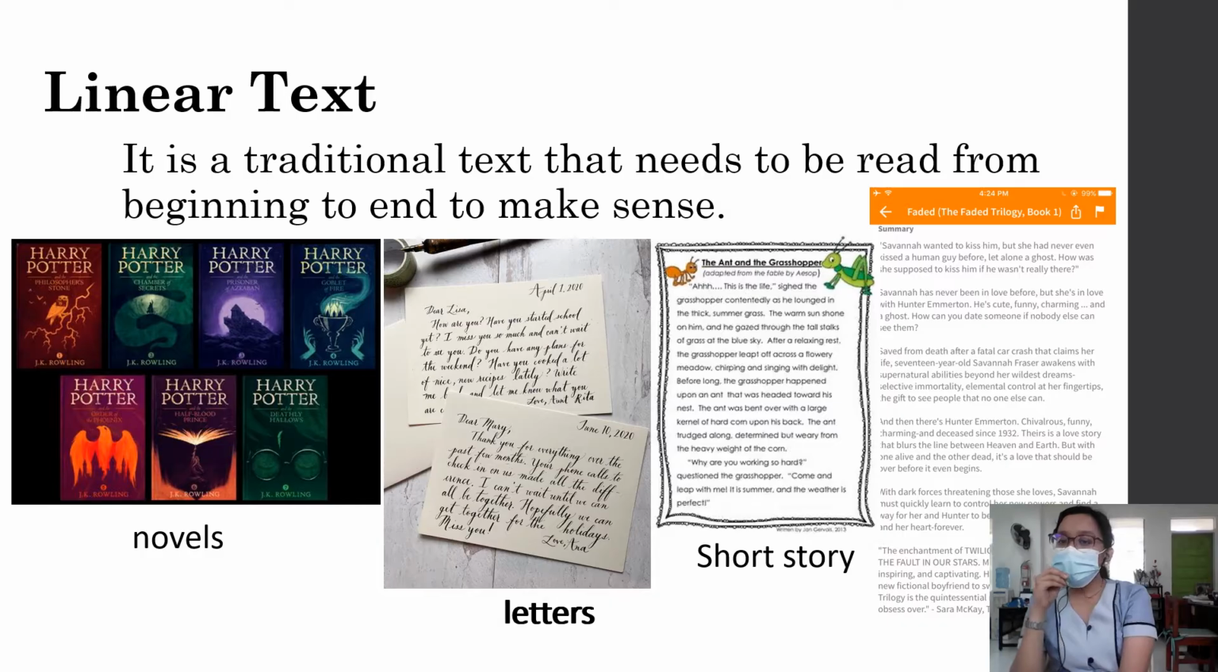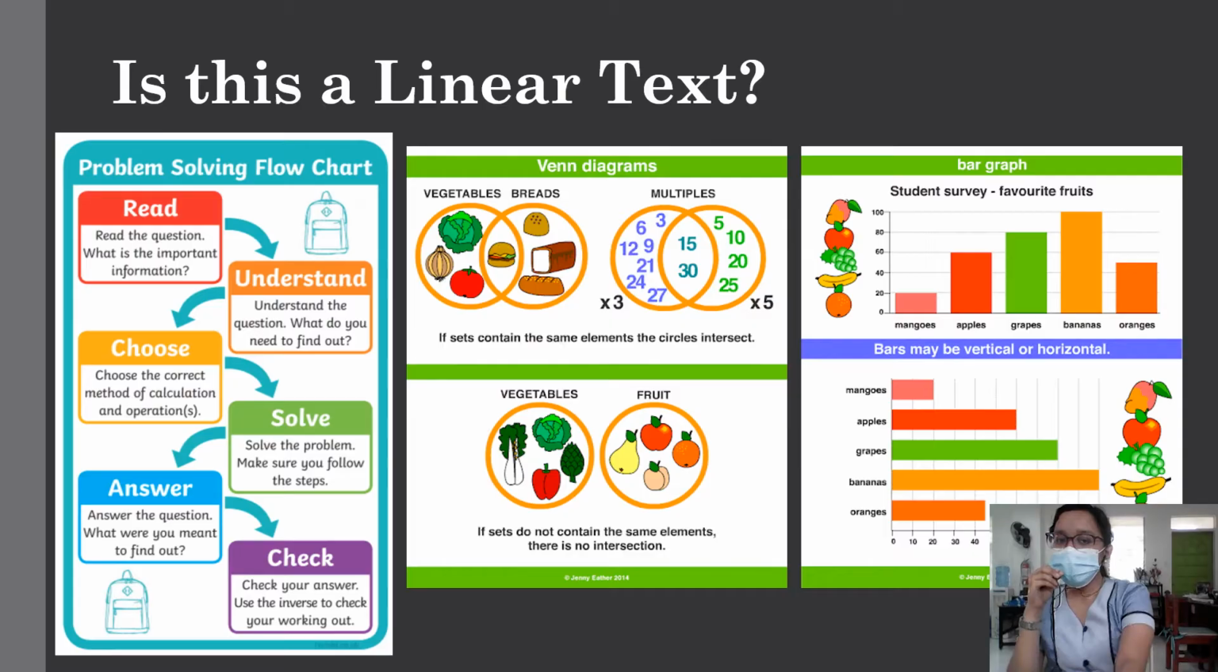So you call it linear from the word line. So we read in a sense of direction. There is a sequence when it comes to reading those kinds of texts. Line sequence. So when we draw a line, we start from left to right. That's how we read as well. You call it what kind of text? Linear text. So I have a question here. I want you to look at the pictures in the PowerPoint. Is this a linear text?